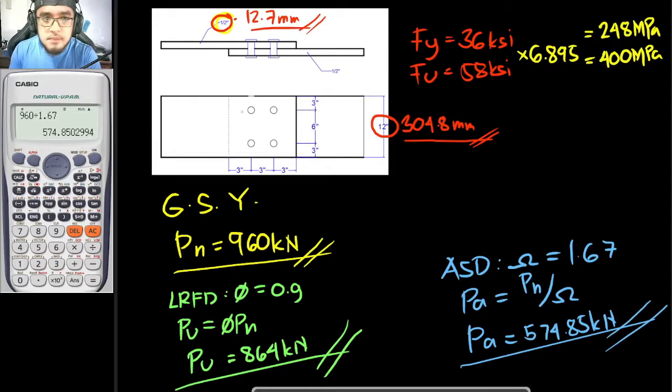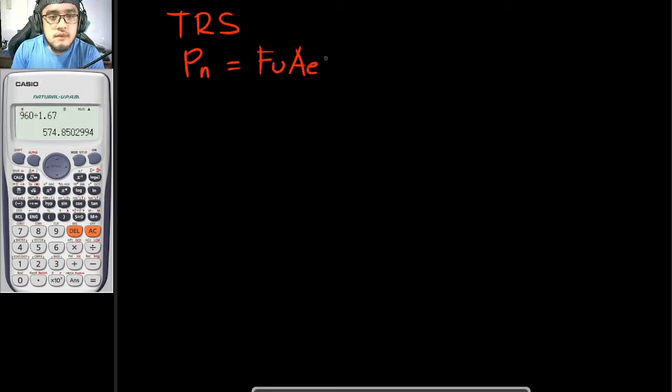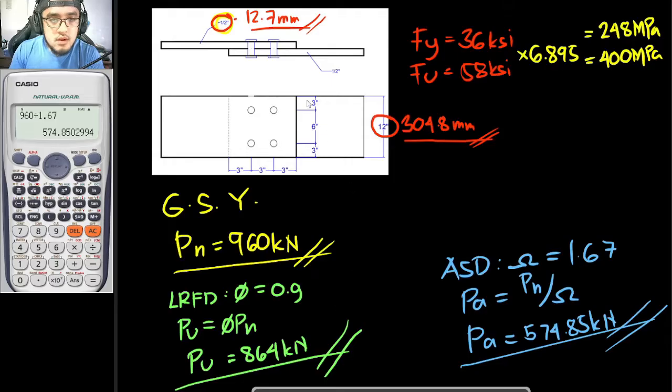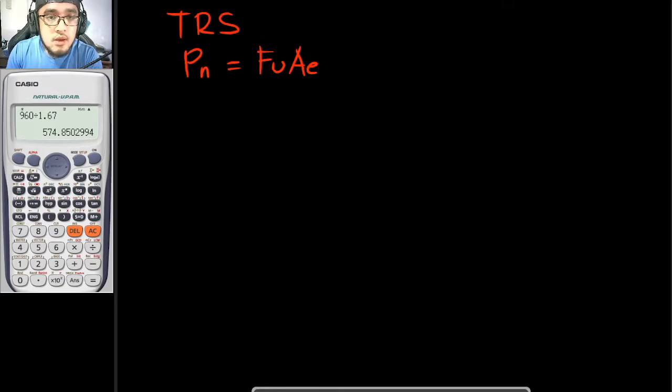So same lang siya sa prelims, sa midterms, no? So ayun. Next up, let's solve for tensile rupture strength or tensile rupture stress. So from that, our PN is to be equal to the ultimate stress FU times your effective area. So copy-paste ko lang muna ulit itong picture na to para hindi tayo mahirapan, no?